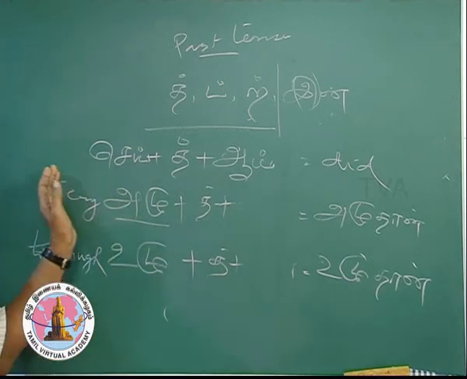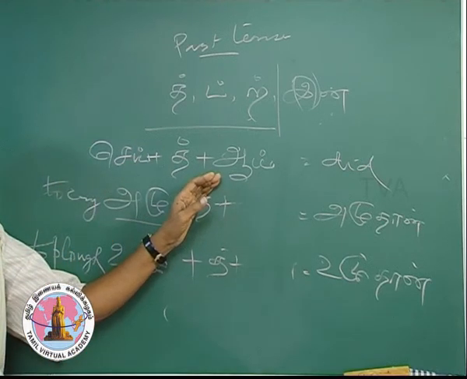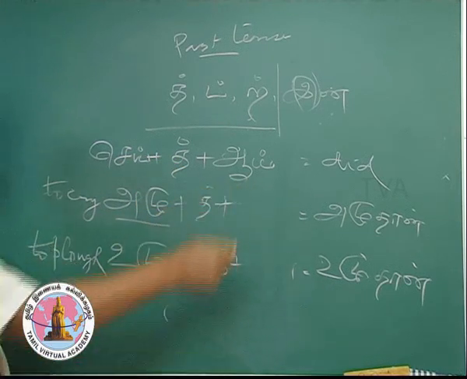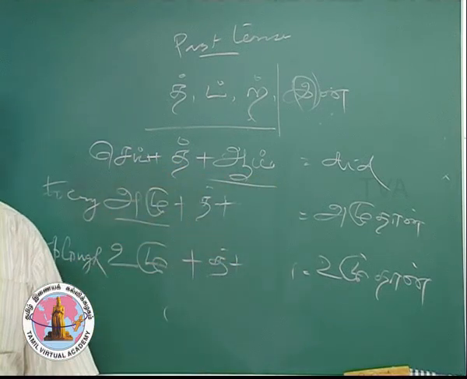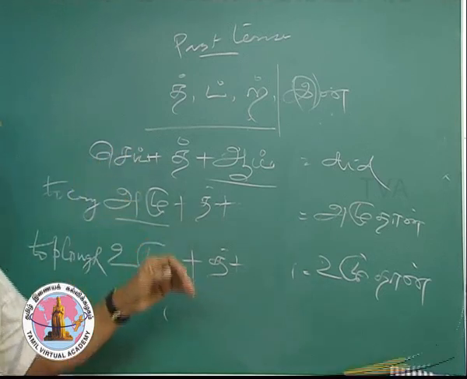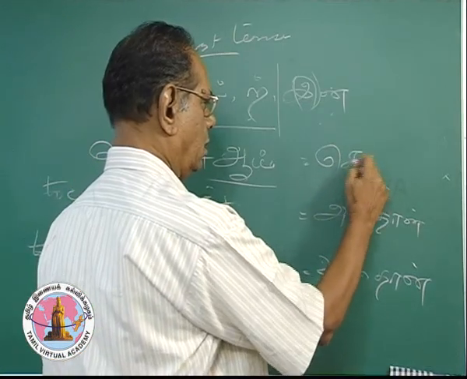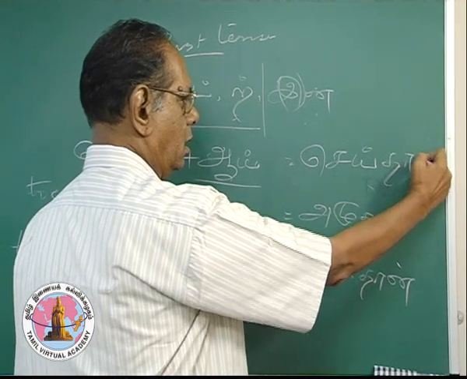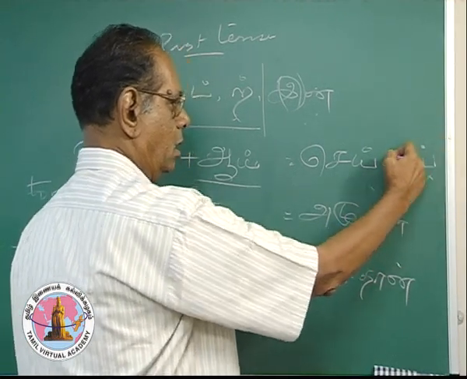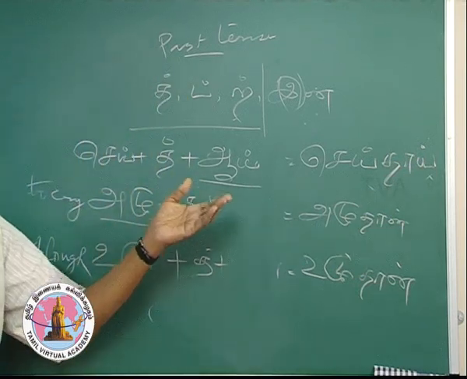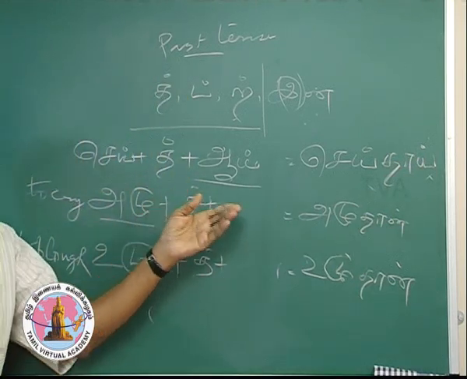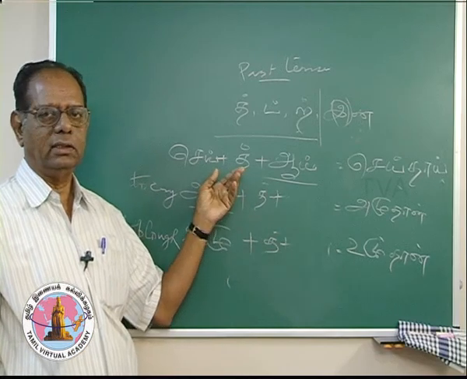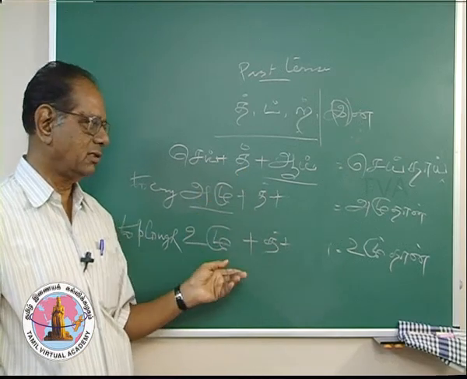I am changing the personal marker. செய், த், ஐ. ஐ is second person singular. So this becomes செய்தாய். So whatever the personal marker, the tense marker remains the same.